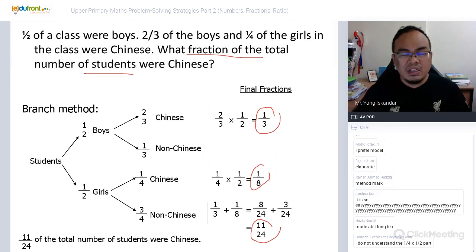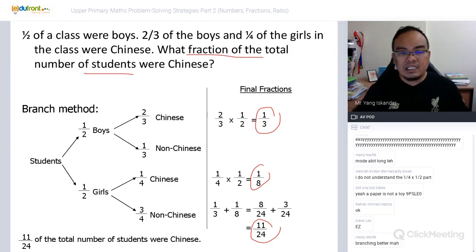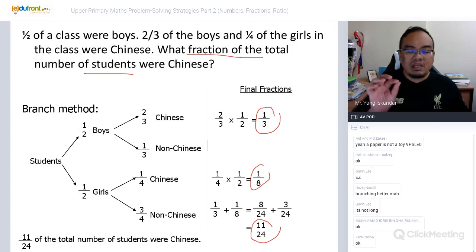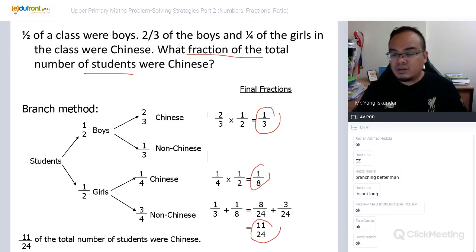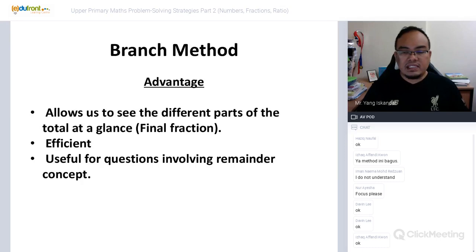Unless it is MCQ, multiple choice, then you don't need to show any steps, because it doesn't carry marks. But still for MCQ, I encourage you to do steps in your question booklet itself, so that you can see where you go wrong and so on. Okay, let's take a look at the next one.